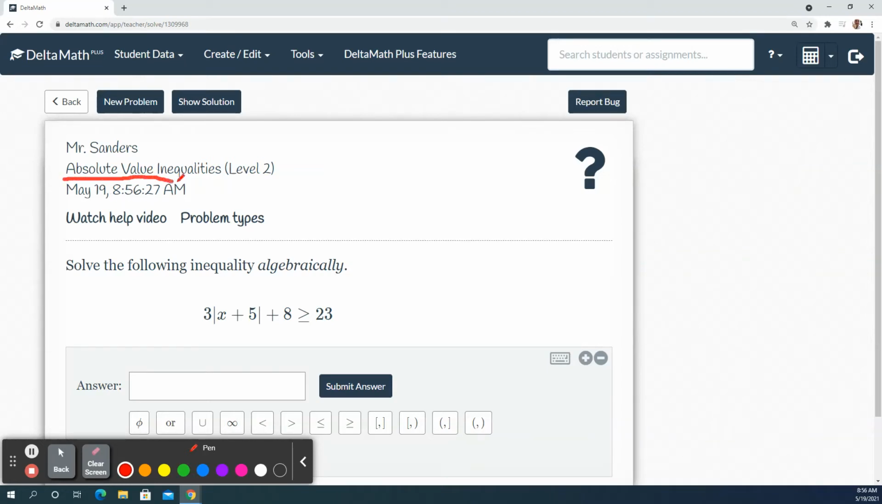We are doing absolute value inequalities, level 2. We're asked to solve the following inequality algebraically. Okay, so let's go ahead and jump right in.